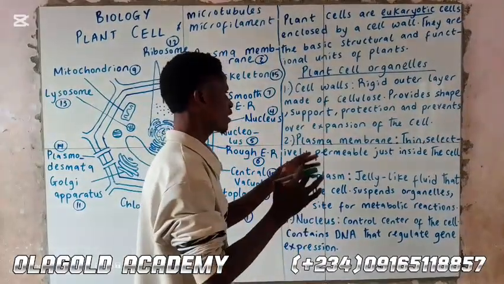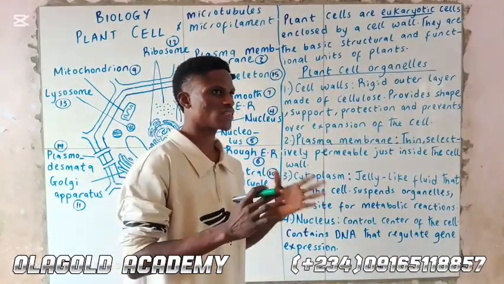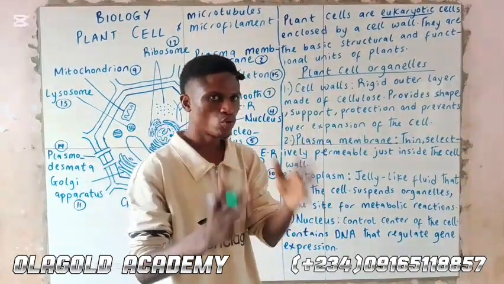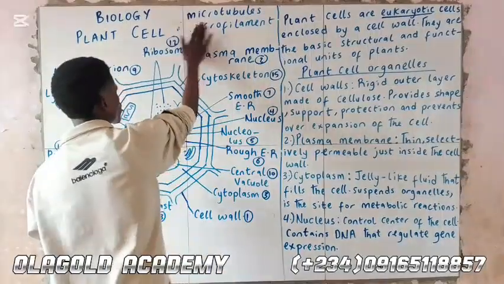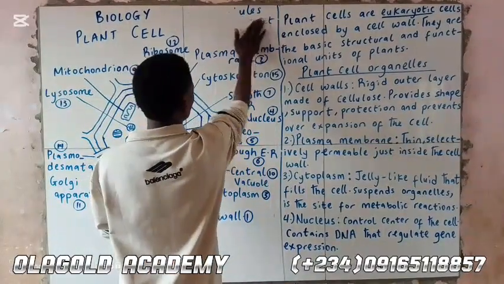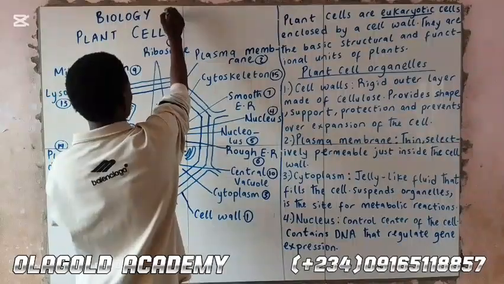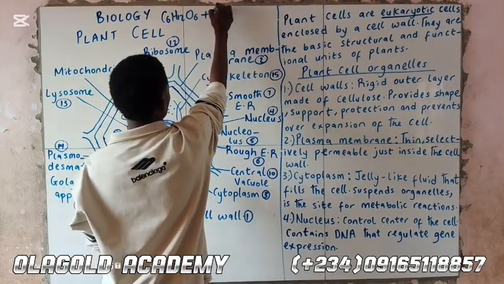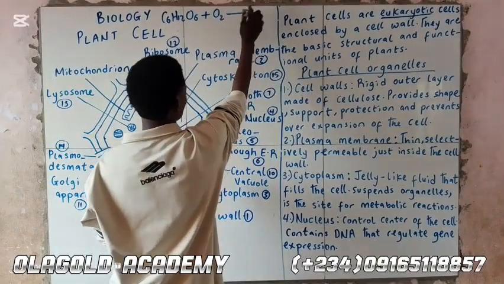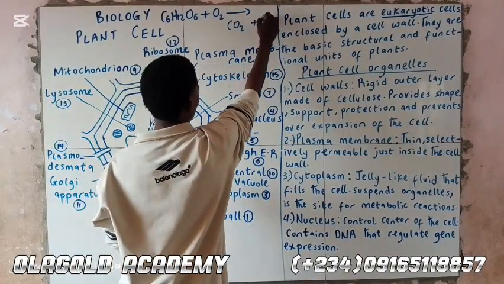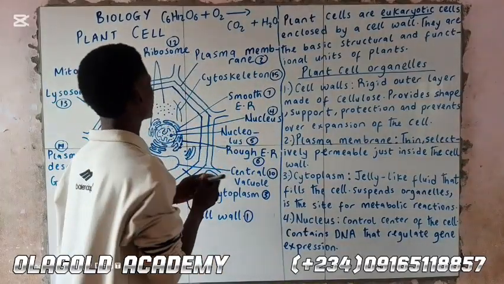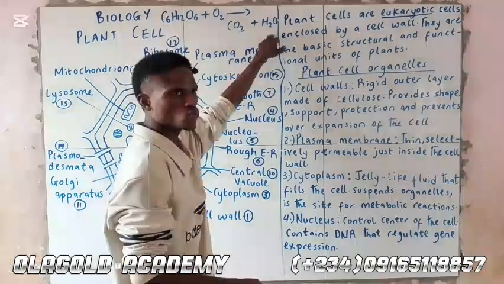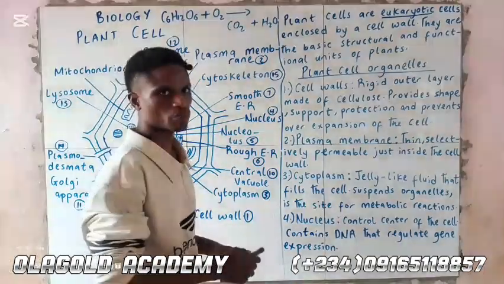Now, for the catabolism, I said that it involves breaking down bigger molecules into smaller molecules. For example, we have glucose, C6H12O6, with oxygen breaking down into carbon dioxide and water. So we have a bigger molecule breaking down to a smaller molecule. We call this cellular respiration.